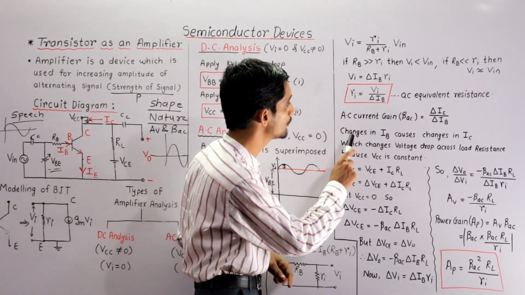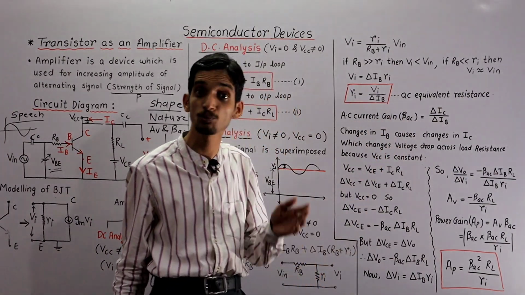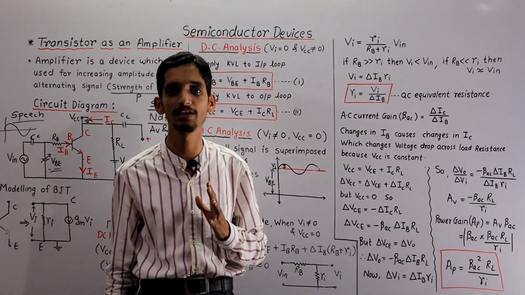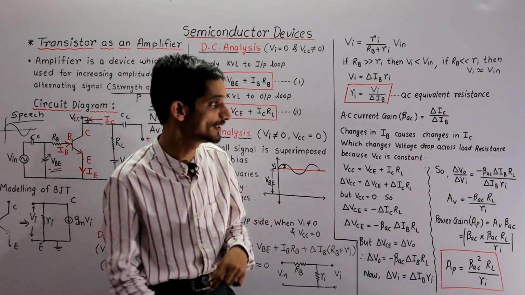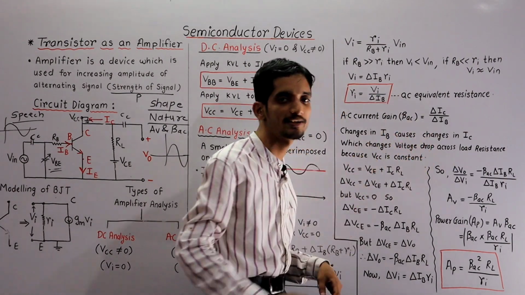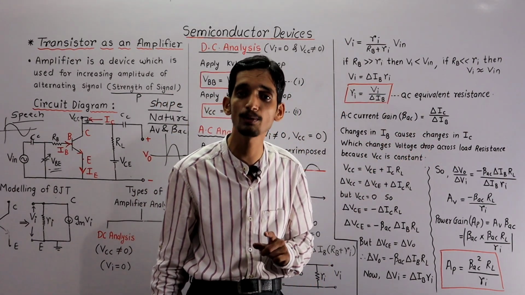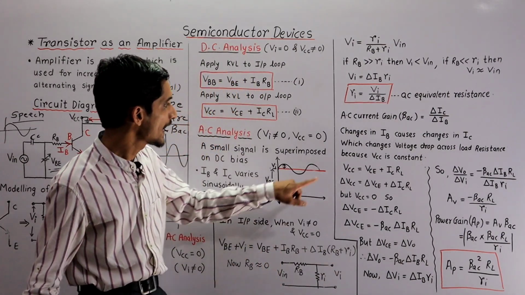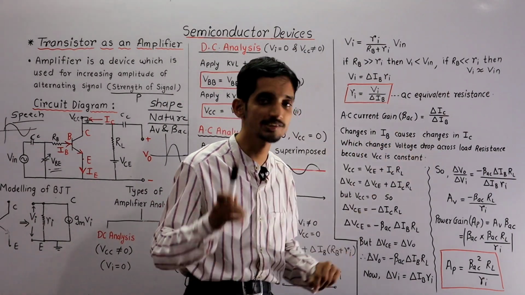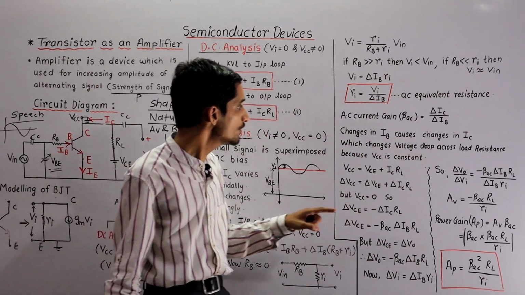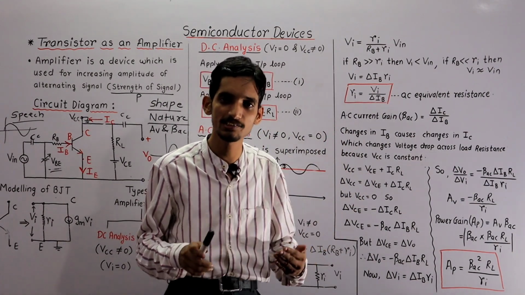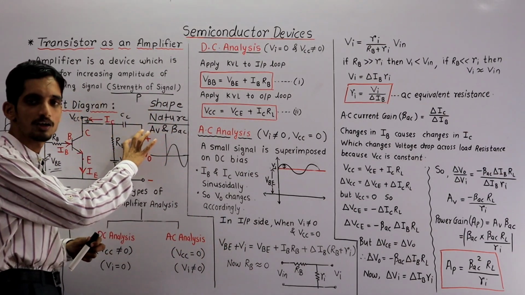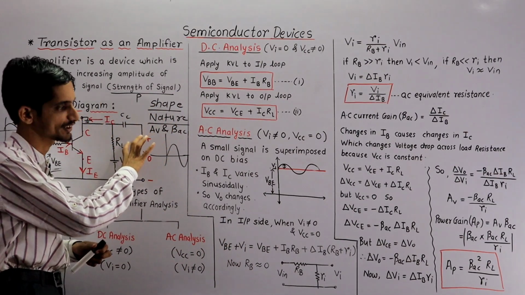Now important point, the AC current gain of the transistor. As we discussed, the DC current gain is IC upon IB, that is beta DC. Here it is AC, so delta IC upon delta IB. Why only delta IC upon delta IB? Because our transistor is in common emitter configuration. Now as changes in IB cause changes in IC, due to that the output voltage also changes, because we are getting the output across the load, which is the collector resistance.